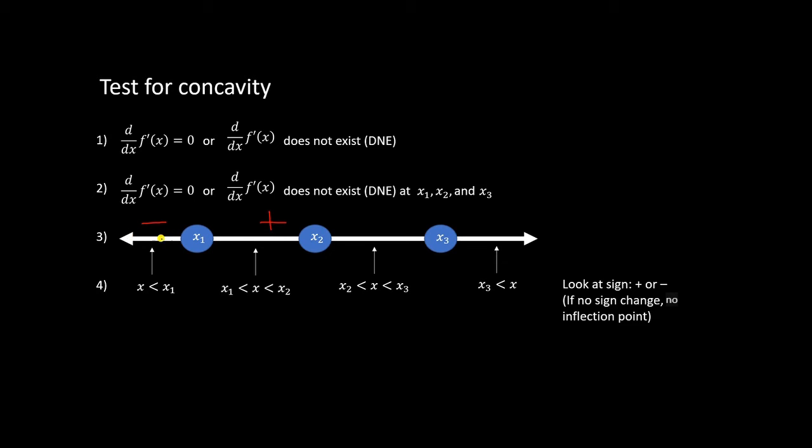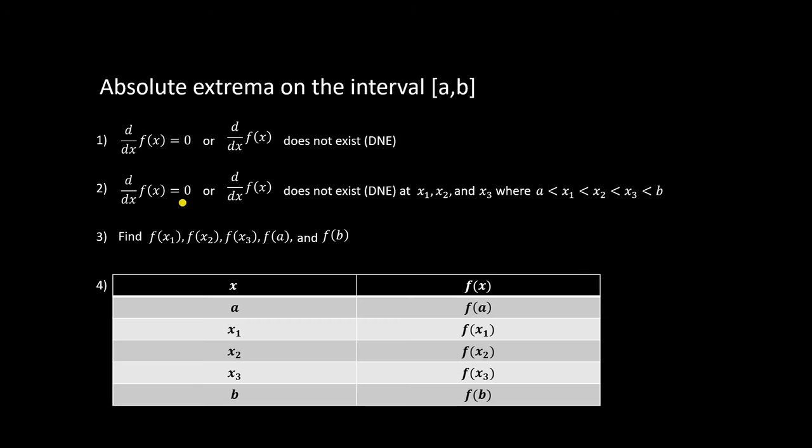If the graph is negative, then it's concave down on this section. These critical points, where the sign switches, are the inflection points. Okay, now let's move on to absolute extrema. Thankfully, these are a bit simpler. The absolute maximum is simply the highest point on the graph, and the absolute minimum is the lowest.